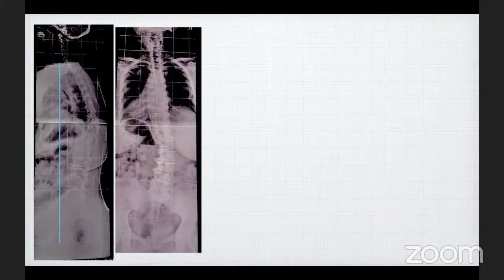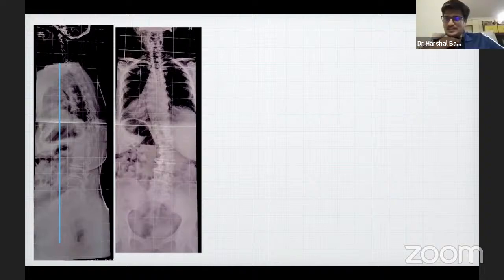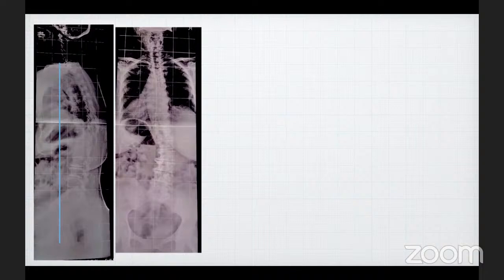If we look at the C7 plumb line, it's more or less passing through the midline of the sacrum, between the femoral heads. So if the C7 plumb line is passing through the sacrum in the AP X-ray, then of course we can label this patient as globally balanced. And there, we can plan not a lot of correction, but an in situ fusion for sure.